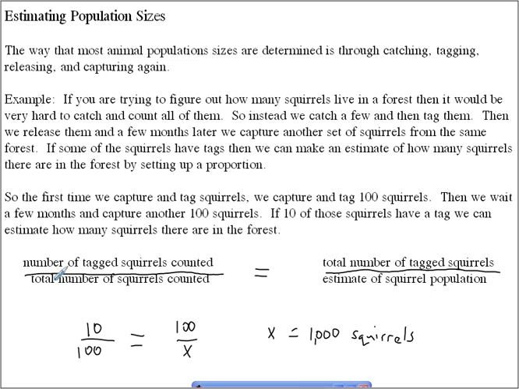So the second time around, we captured 10 tagged squirrels out of the 100 that we captured. We captured another 100 squirrels. Now the total number of tagged squirrels is going to be 100 again. That's the total number of all the squirrels that we tagged. And so the estimate of the squirrel population is going to be X. If we cross multiply, 100 times 100 divided by 10, we're going to end up with 1,000 squirrels. And so that's how it works.